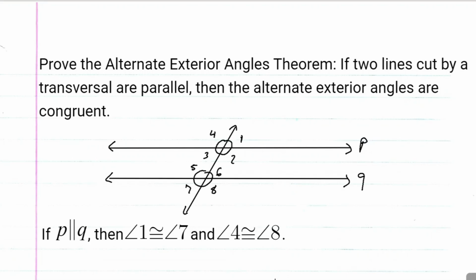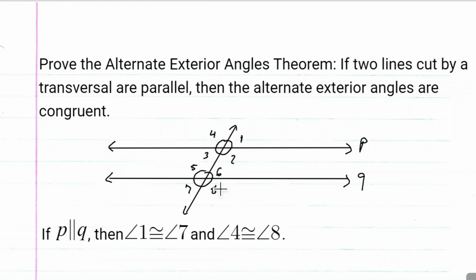Okay, so now we're going to prove the alternate exterior angles theorem. This theorem states if two lines cut by a transversal are parallel, then the alternate exterior angles are congruent. So based off of this diagram here, I'm saying if line P is parallel to line Q, then angle 1 is congruent to angle 7, and 4 is congruent to 8, because those are the alternate exterior angles, right?